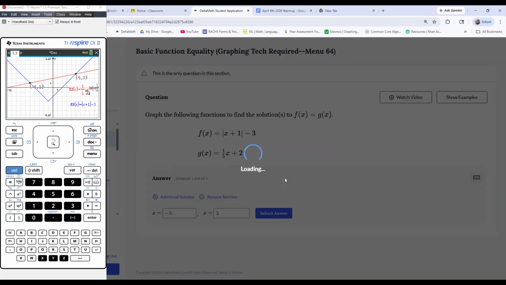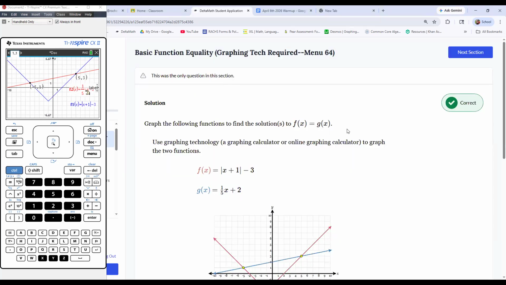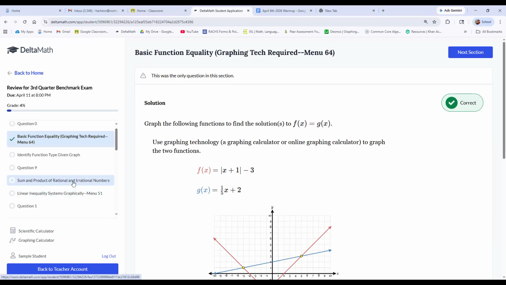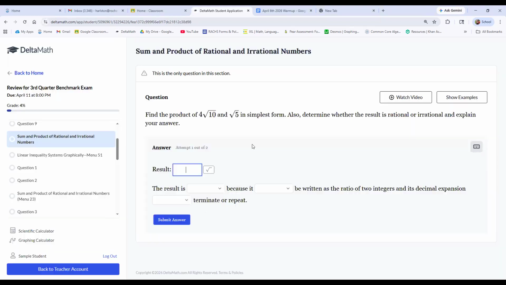Right, so basically whenever you're given two functions, make sure you graph them. That's the best thing to say. So let me get rid of this. Let's see where do I want to go next. All right, now this one, basically what you're going to need is menu 23, but whenever they tell you, let me write this down.